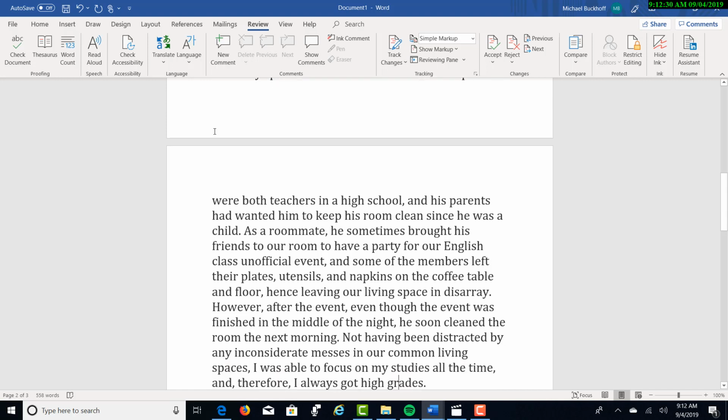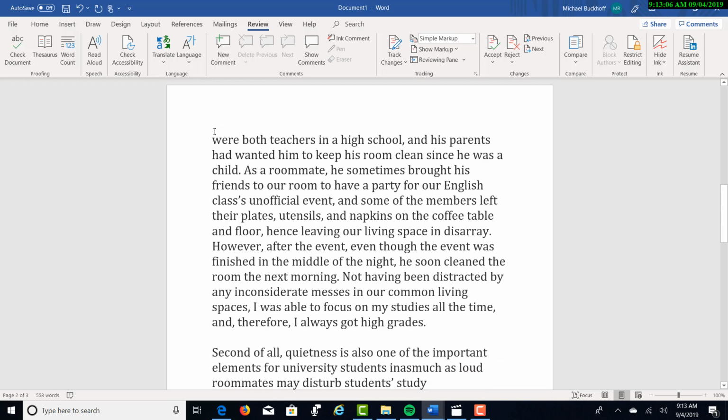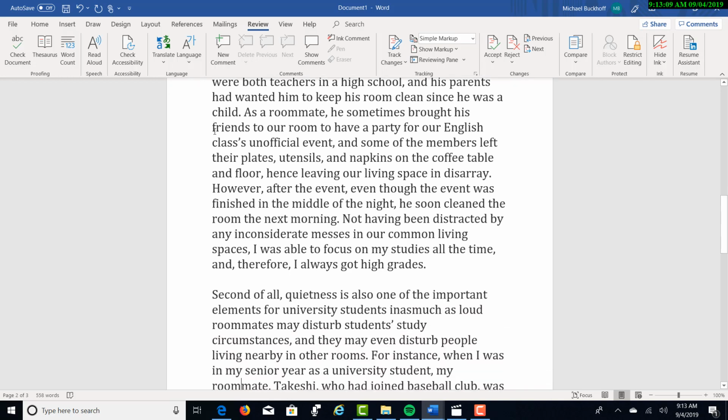As a roommate, he sometimes brought his friends to our room to have a party for our English, how about classes, unofficial event. And some of the members left their plates, utensils, and napkins on the coffee table and floor, hence leaving our living space in disarray. However, after the event, even though the event was finished in the middle of the night, he soon cleaned the room the next morning. Not having been distracted by any inconsiderate messes in our common living spaces, I was able to focus on my studies all the time, and therefore I always got high grades.